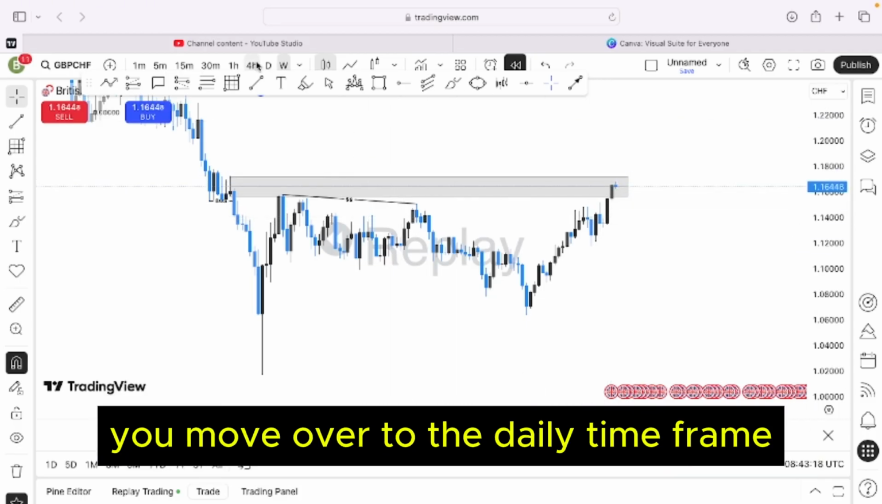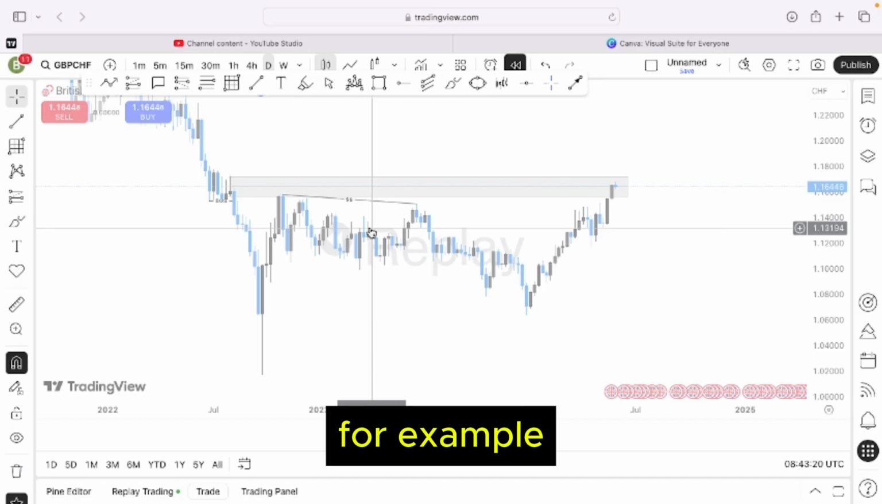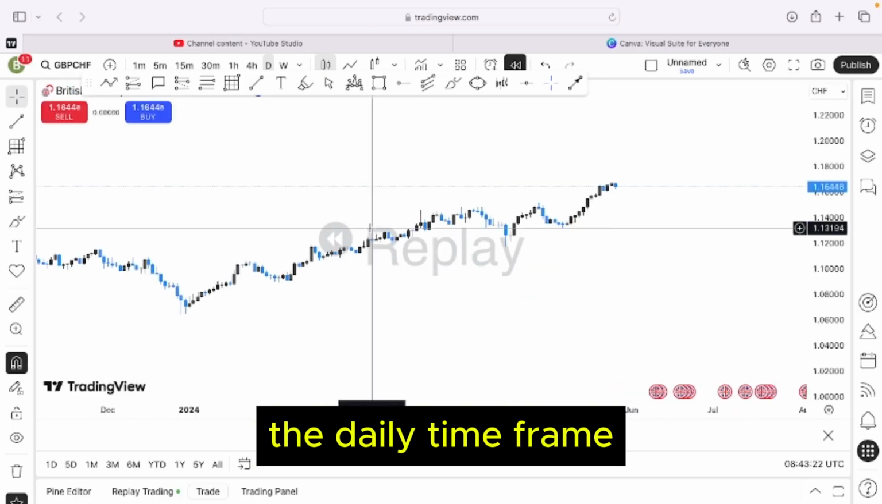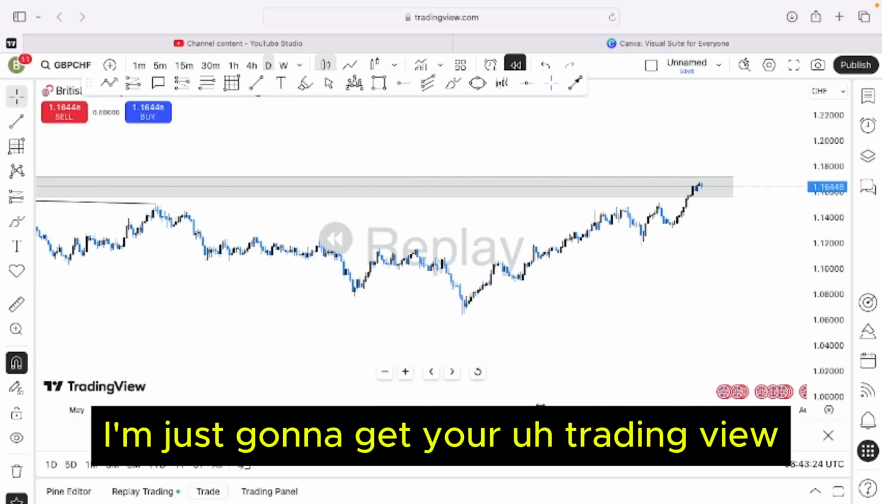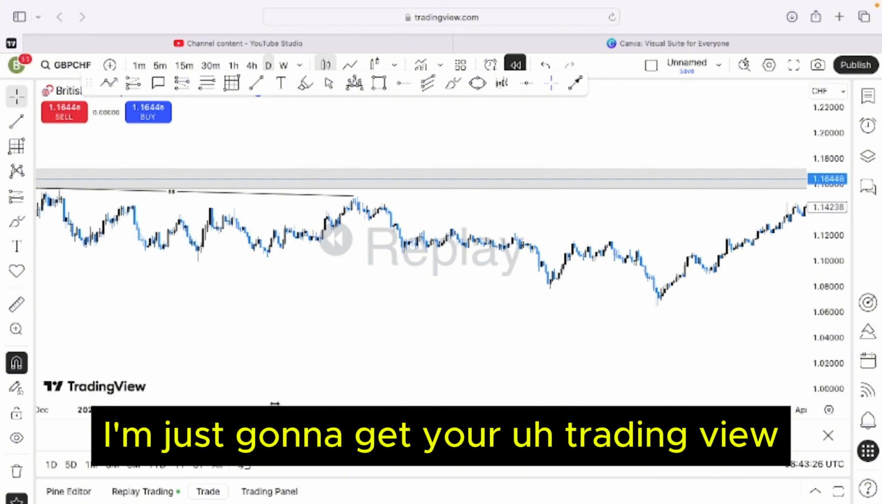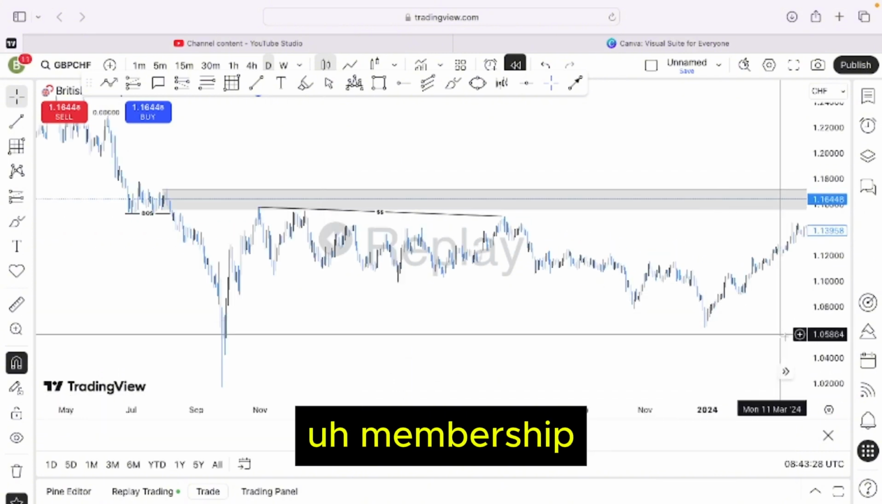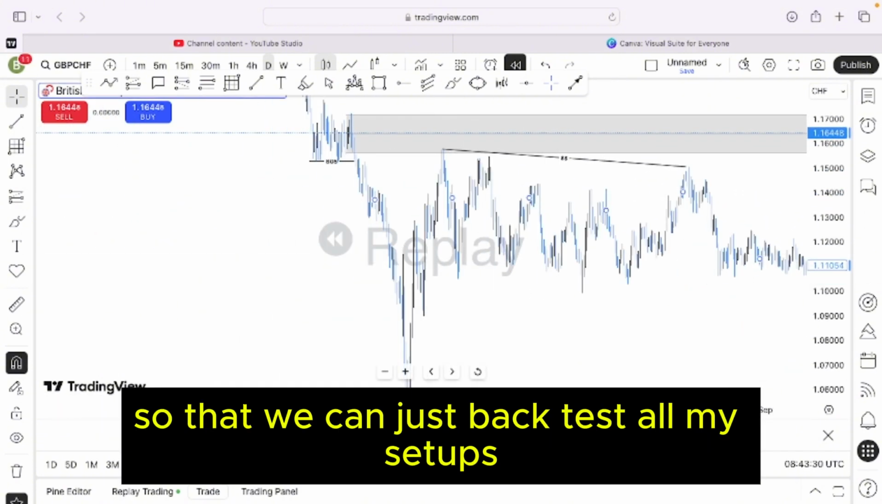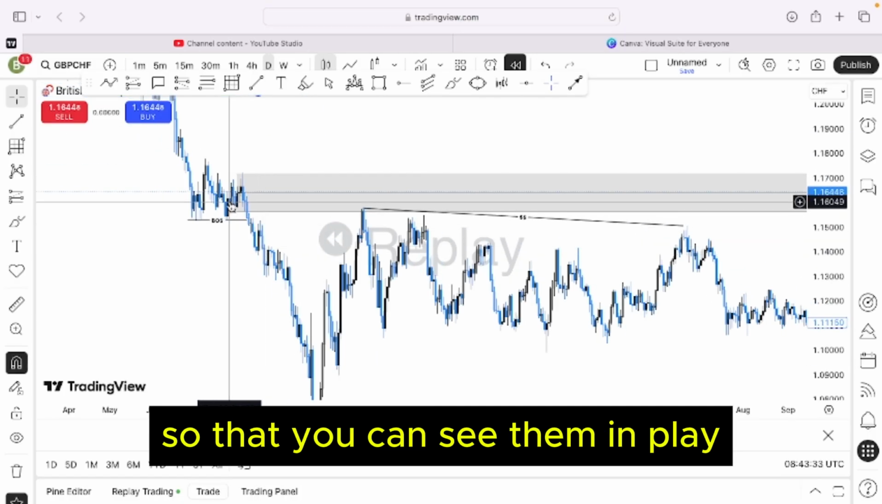You move over to the daily time frame, for example. The daily time frame, that is where you refine. And then guys, I'm just going to get my TradingView membership so that we can backtest all my setups so that you can see them in play.